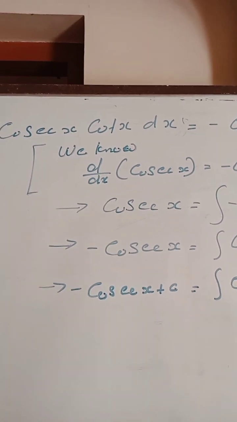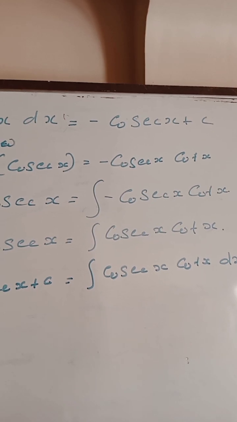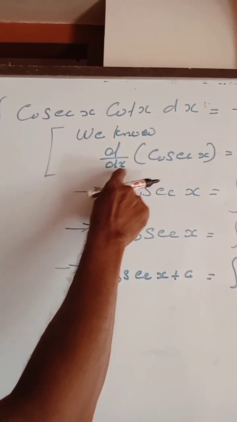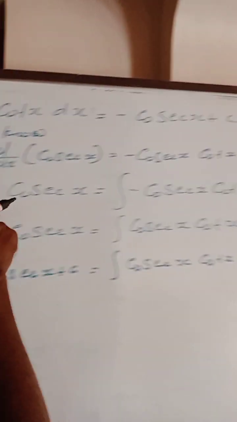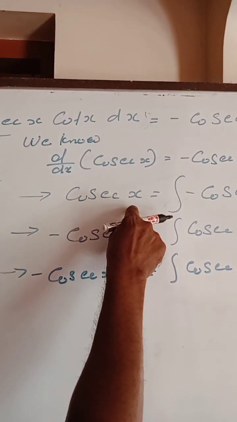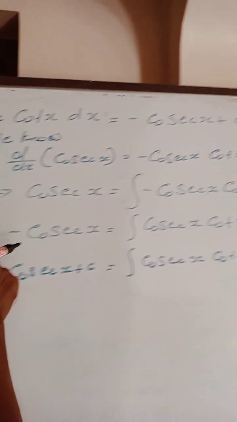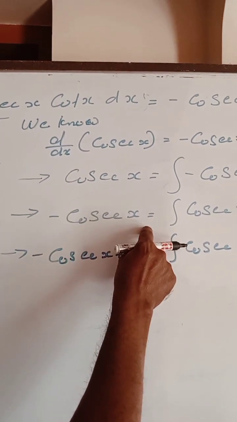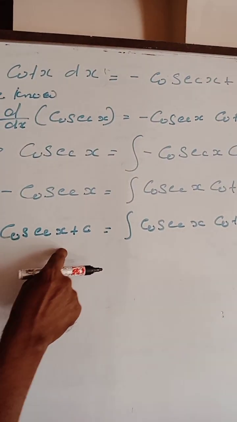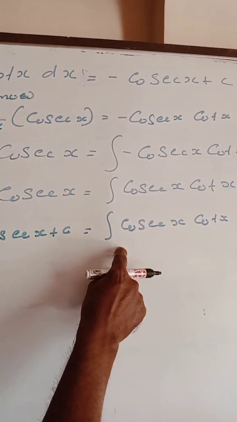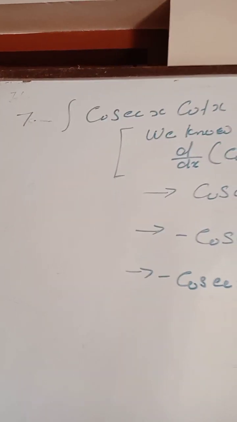Seventh one, integration of cosec x cot x dx is equal to minus cosec x plus c. We know d by dx of cosec x is equal to minus cosec x cot x, which implies that cosec x is equal to integration of minus cosec x cot x, which implies that minus cosec x is equal to integration of cosec x cot x, which implies that minus cosec x plus c is equal to integration of cosec x cot x dx.